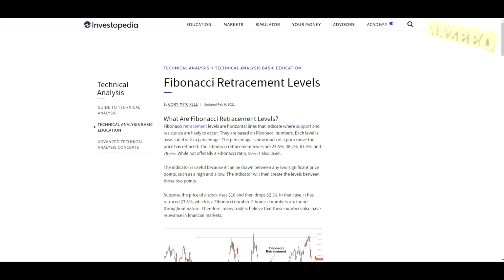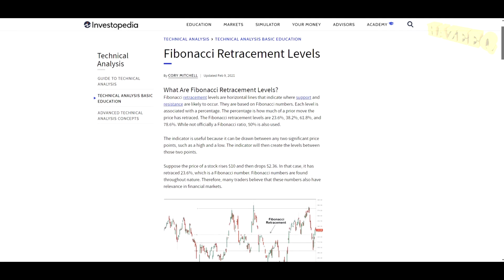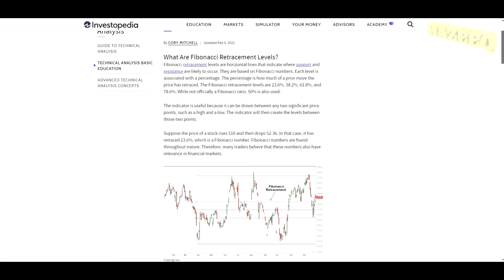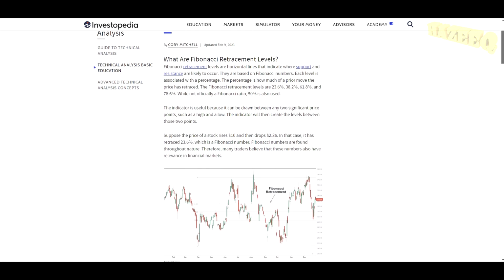So, Fibonacci retracement levels. Now, Leonardo Fibonacci came up with these retracement levels almost 300 years ago, and people still use them in trading and charting to this day, which is incredible. So Fibonacci retracement levels are horizontal lines that indicate where support and resistance are likely to occur. They are based on Fibonacci numbers. Each level is associated with a percentage. Now, you don't want to read all of that right now. I'm going to have this website linked in the description so you can do your research.